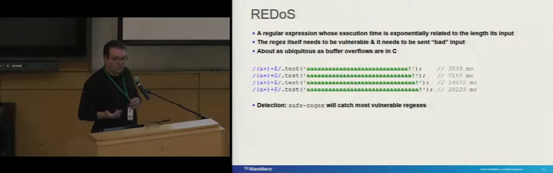And so there are two necessary factors for this. First off, the regex itself has to be vulnerable, and then the regex has to be sent some sort of bad input. The example I've got here up on the screen is a vulnerable regular expression and a variety of bad inputs where I'm just adding a letter A each time. You'll note that the execution time of each line actually goes up. It doubles with each line. So by the fourth line there, that takes 30 seconds to run on my laptop.